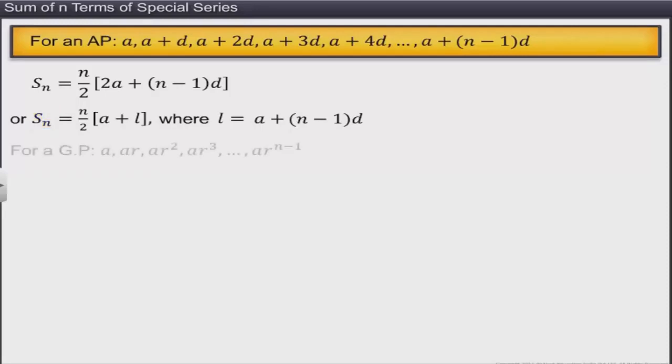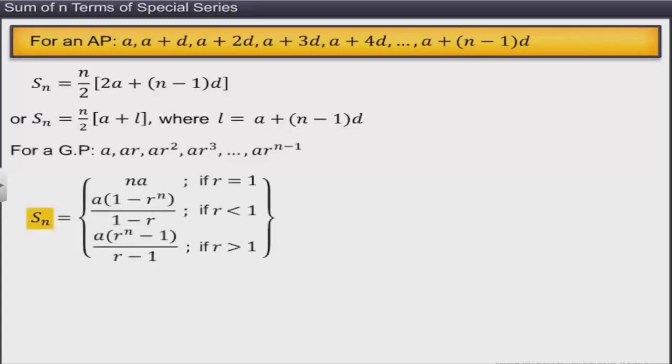And for a GP having n terms, the sum of the series is equal to n a if r is equal to 1; a into (1 minus r raised to the power of n) divided by (1 minus r) if r is less than 1; and a into (r raised to the power of n minus 1) divided by (r minus 1) if r is greater than 1.